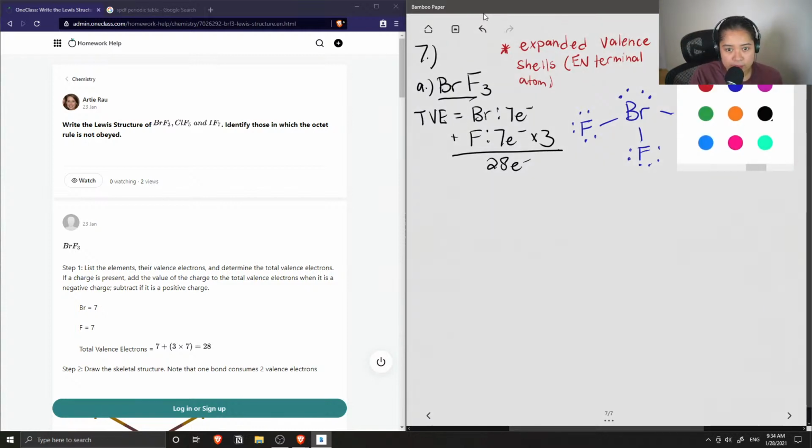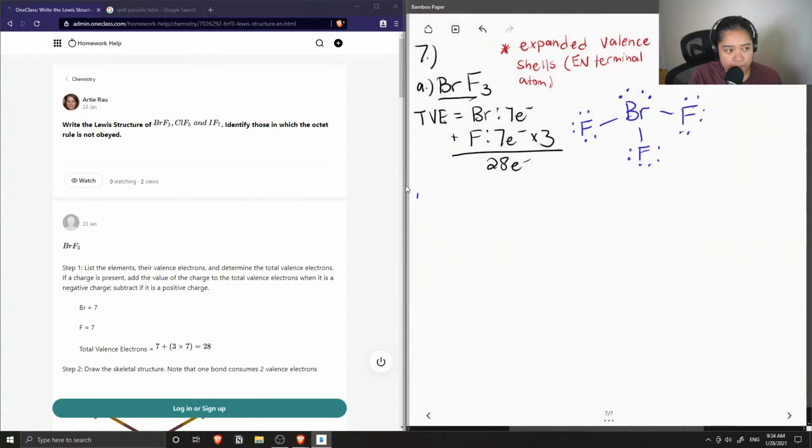So let's move on to the next example, where we have chlorine pentafluoride. So if we were to calculate the total valence electrons, chlorine has 7, and fluorine also has 7, but there are 5. So when we add these values up, we get a total of 42 electrons.